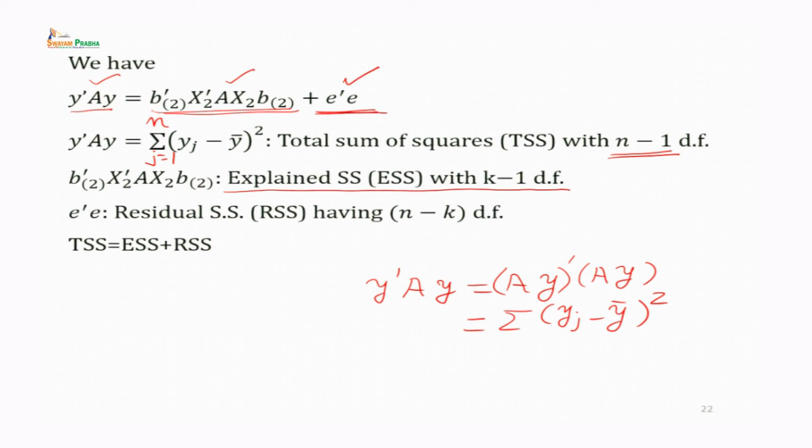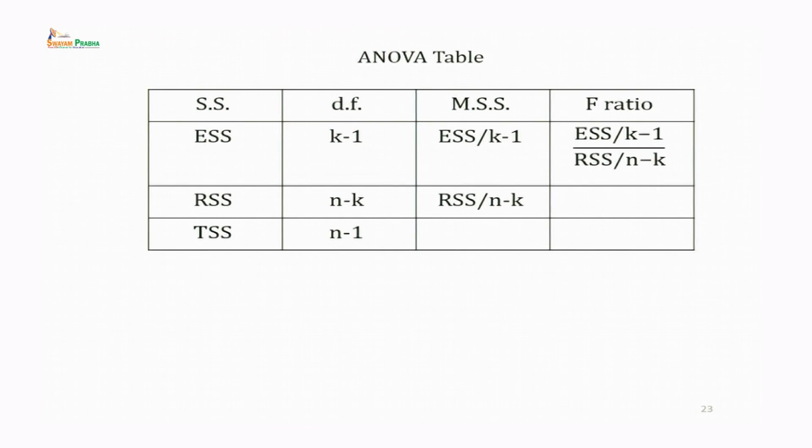One more thing you notice is that the sum of squares are additive. Total sum of square is equal to sum of square explained by the regression, explained sum of square, plus residual sum of square. Actually, corresponding degrees of freedom are also additive. N minus 1 is equal to k minus 1, the degree of freedom of this part, plus degree of freedom of residual sum of square. So, degrees of freedom are also additive. So, this is the ANOVA table for the multiple linear regression model.